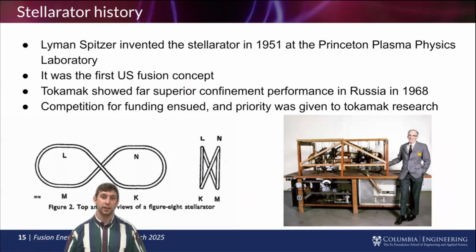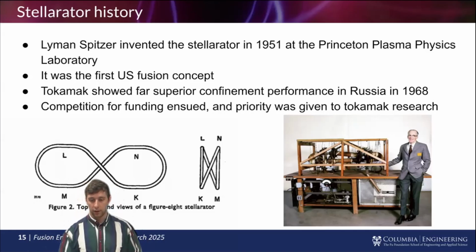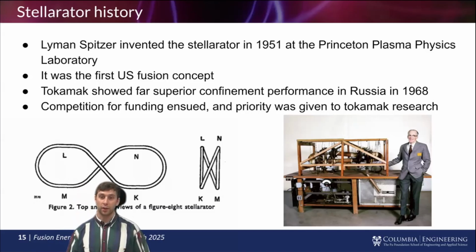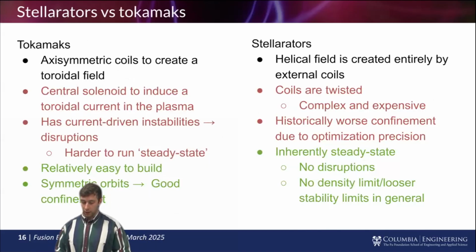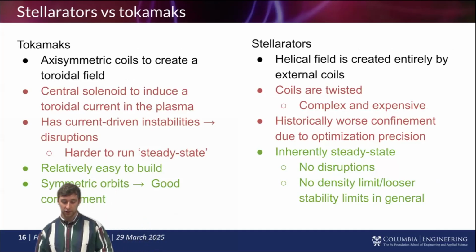This was until 1968 when the tokamak was shown to have superior confinement based on experiments in Russia. And because of that, a lot of the funding in the US and even in other places around the world was poured into tokamaks and went away from stellarators. So there's still a lot of research going on in the stellarator community, but this is why tokamaks have advanced so much more and have achieved so much more funding, is because they showed early on that they had much better performance. A quick summary of some of the similarities and differences between stellarators and tokamaks.